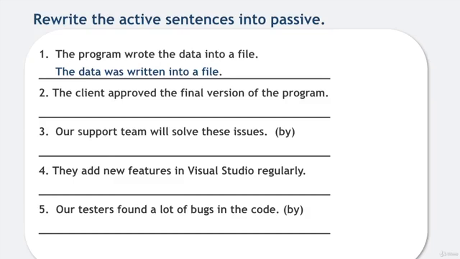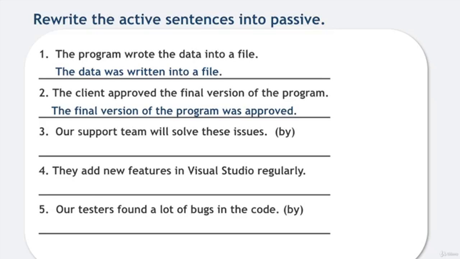Number 2. The client approved the final version of the program, and the passive will be the final version of the program was approved. Again, we have past simple in the active sentence and past simple in the passive sentence, was approved.